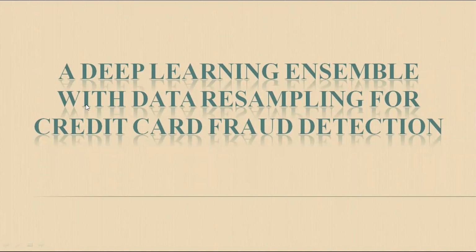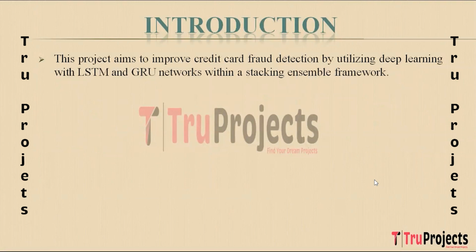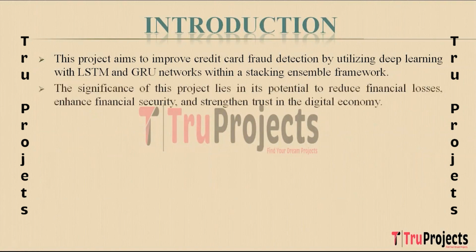We are going to explain the project, a deep learning ensemble with data resampling for credit card fraud detection. Introduction. The primary goal of this project is to enhance the detection of credit card fraud. The importance of this project is substantial. By improving credit card fraud detection, it has the potential to reduce financial losses. Additionally, it plays a pivotal role in strengthening financial security in the digital economy.